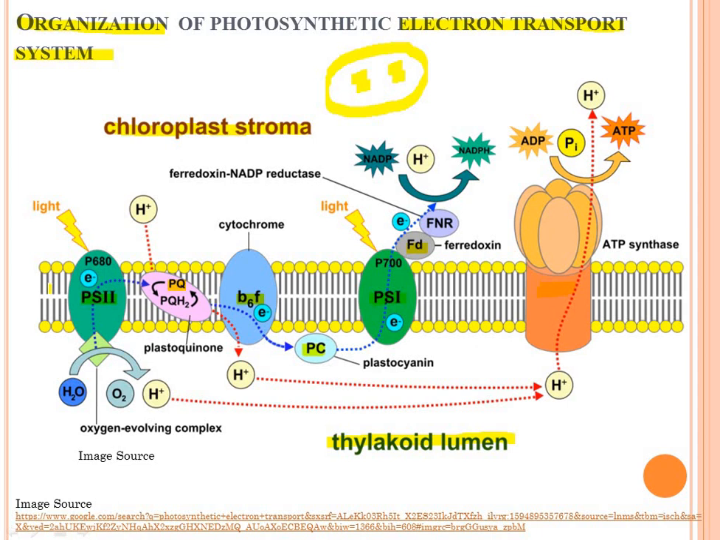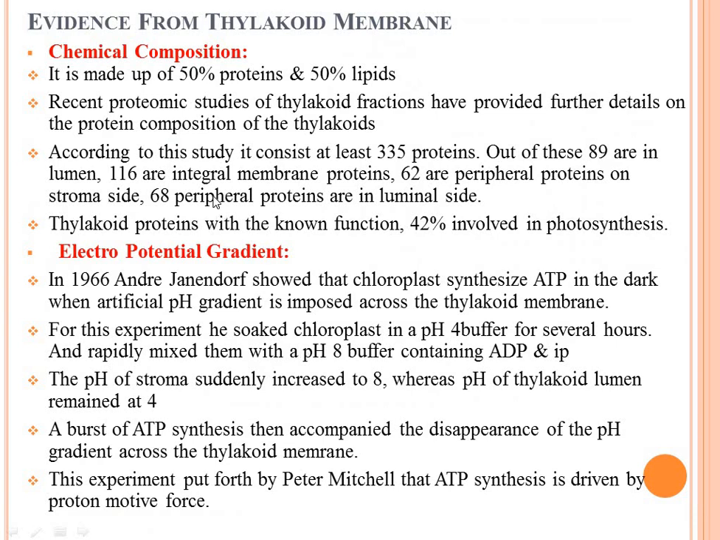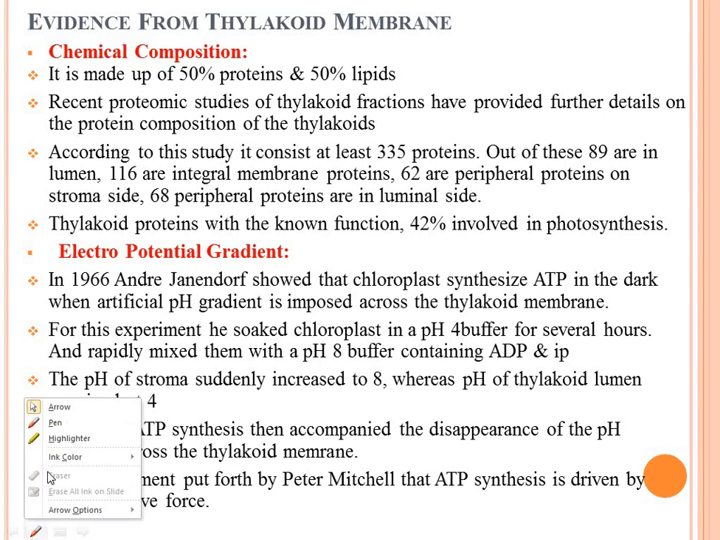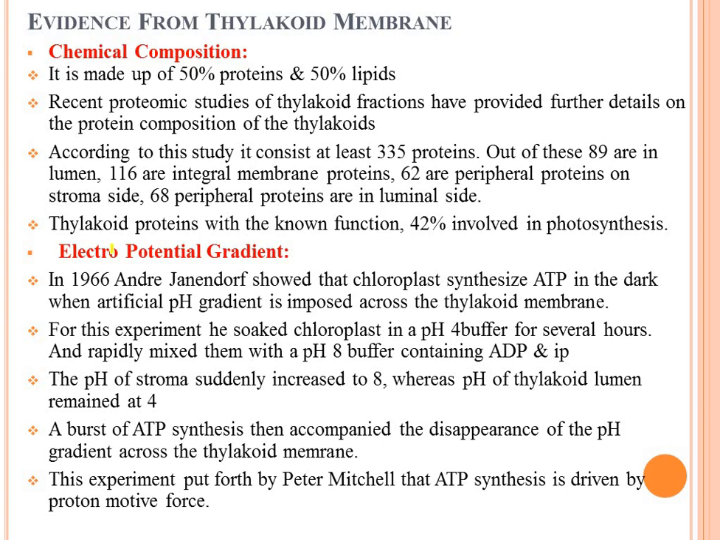You may remember the thylakoid membrane, then transmembrane proteins like photosystem 2, plastoquinone, cytochrome b6f, photosystem 1, ATP synthase, and some membrane associated proteins, that is plastocyanin and ferredoxin. Then see the evidence from the thylakoid membrane. What are the evidences? First of all, see the chemical composition of the thylakoid membrane.